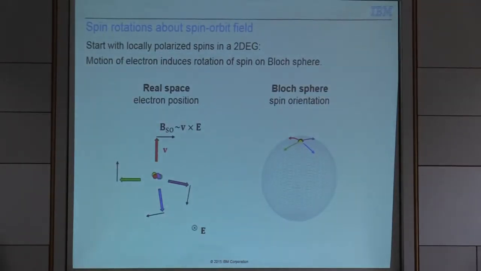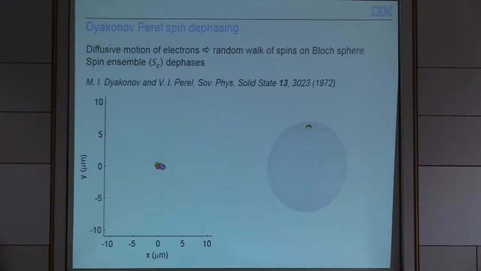These fields can be quite strong. So in gallium arsenide, with a density of a few times 10 to the 11 per square centimeter, they are several Tesla. And that leads to a very rapid spin precession. So let's consider now some electrons in real space that have different positions on the Fermi circle. They move into different directions. They see all different spin orbit magnetic fields, and therefore on the Bloch sphere, the spin that is originally pointing along the Z direction, so on the North Pole, will move into different directions on the Bloch sphere.